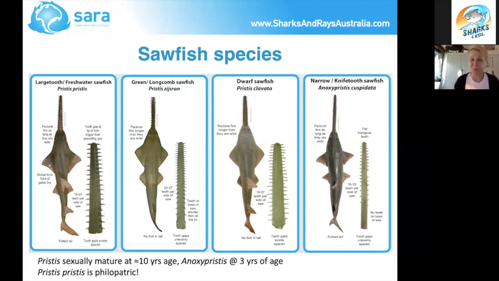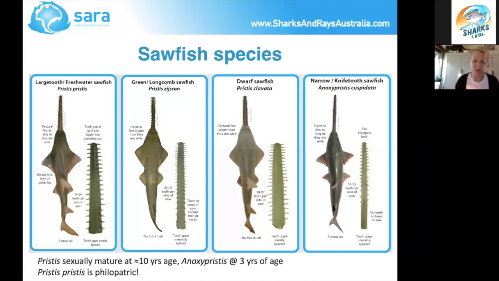So the most common example of philopatry is the reproductive behavior of turtles. When females are ready to lay eggs, they come back to exactly the same beach where they were born, and then they crawl up there and lay their eggs. And freshwater sawfish have that same behavior.